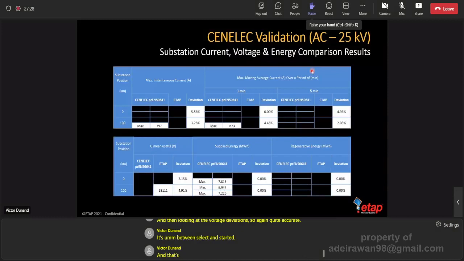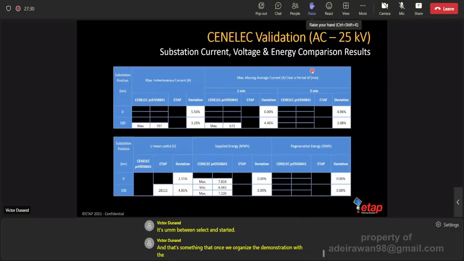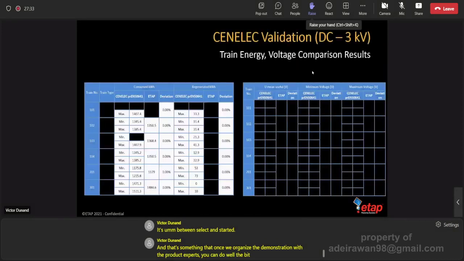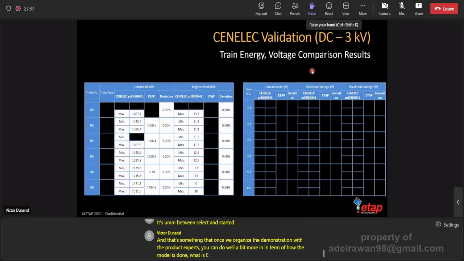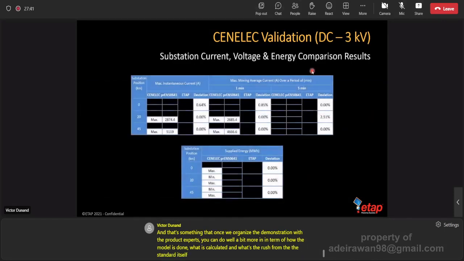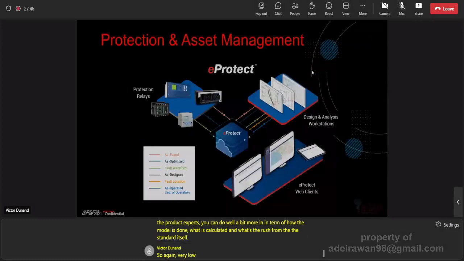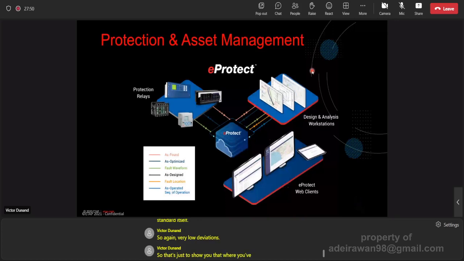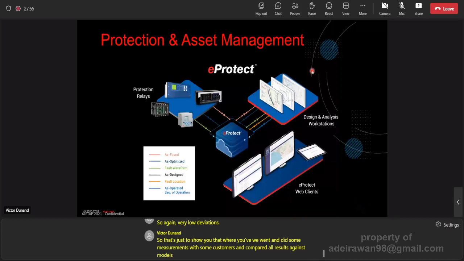And that's something that once we organize a demonstration with the product experts, you can delve a bit more into how the model is done, what is calculated, and what's derived from the standard itself. So again, very low deviations. So that's just to show you that we went and did some measurements with some customers and compared our results against models, and our accuracy is quite good, essentially.